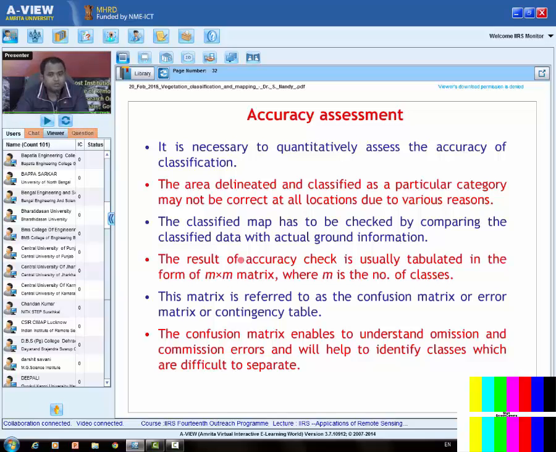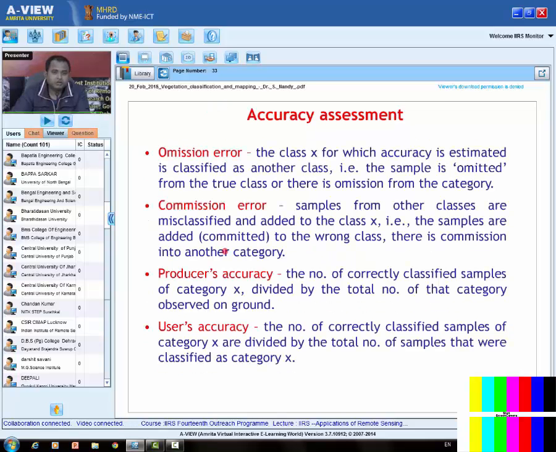Now, what are those omission and commission errors? This helps to identify classes which are difficult to separate. Omission error: suppose there is a class X for which accuracy is estimated. After the field verification, it is seen that it is classified as another class. That means the sample is omitted from the true class, so there is omission from the category. In case of commission, samples from other classes are misclassified and added to class X. So there is addition to the wrong class. This is called commission error.